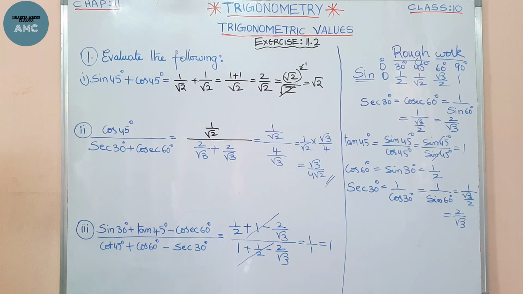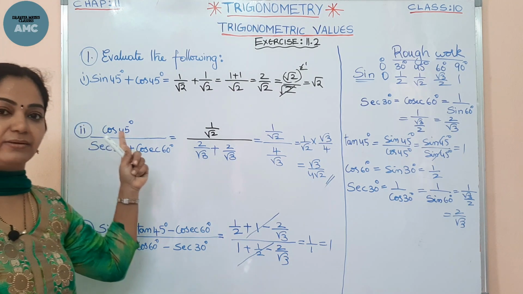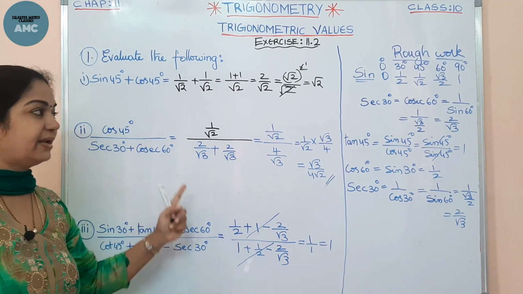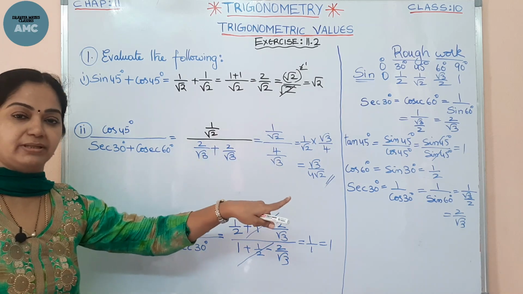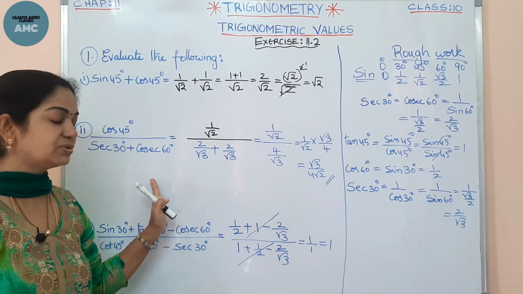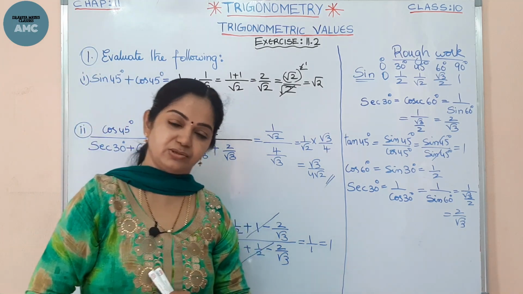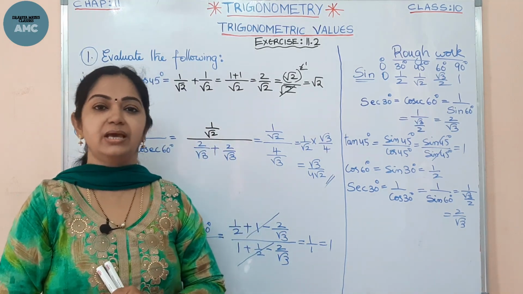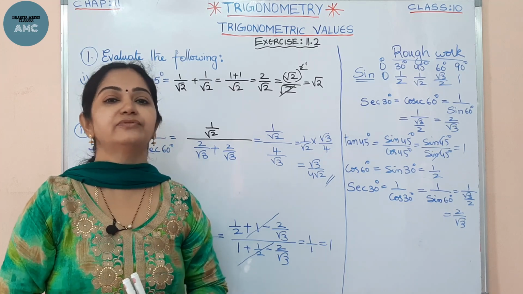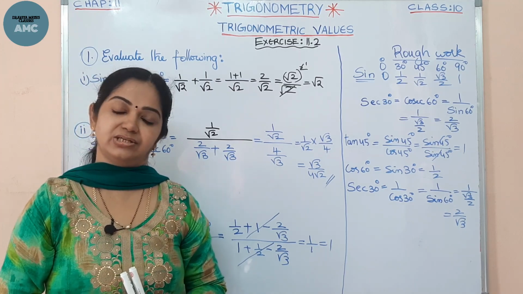Okay, so there are two more problems in the same bit. Do them yourself, using this method or the tabular column method, using the values here. I hope you have understood the trigonometric values and the complementary angles today. We will see the next part of exercise 11.2 in our next session. Thank you all.